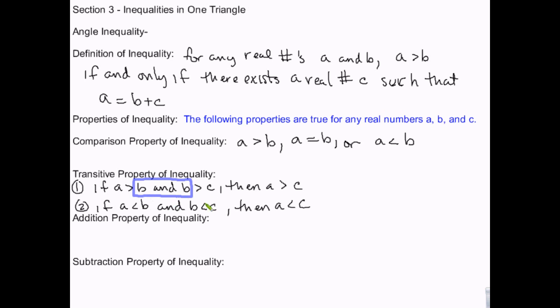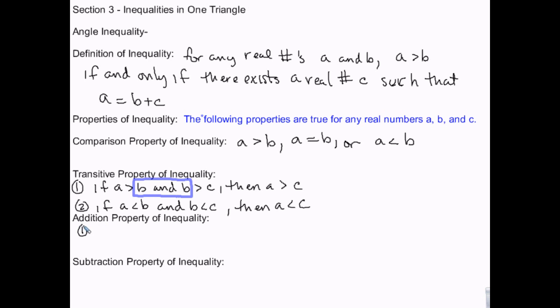If A is less than B and B is less than C, then A is less than C. So 2 is less than 10 and 10 is less than 15. So 2 is less than 15. It's logical. If you think about it, the pathway is logical. Like the properties? And then we have both.